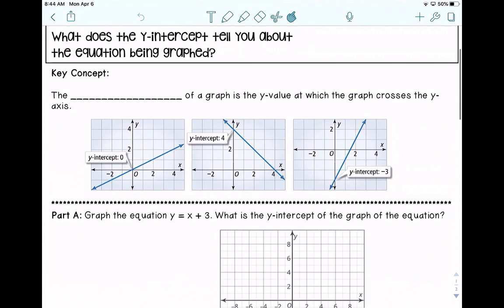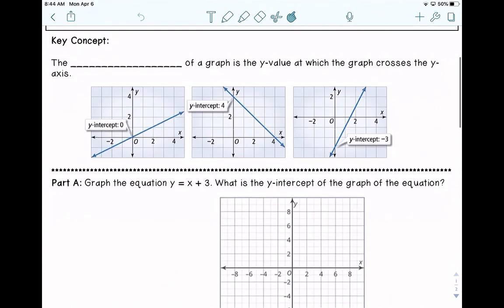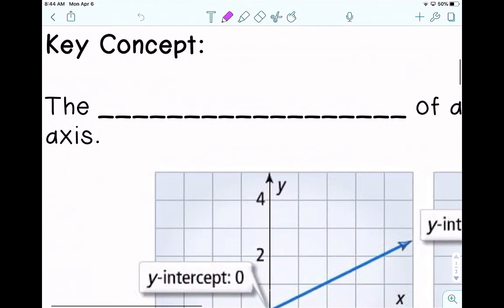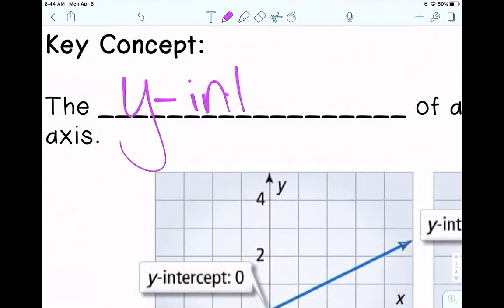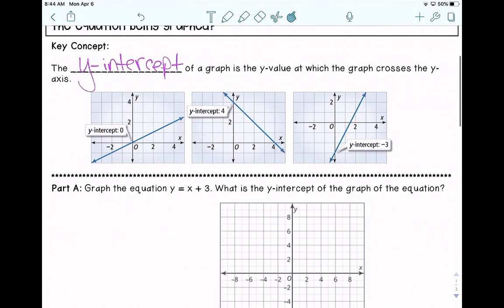All right, so the essential question says, what does the y-intercept tell you about the equation being graphed? We learned about slope last week, and today we are going to learn about the y-intercept. They are going to go together with what we are going to be learning on Wednesday. So the y-intercept of a graph is the value of y, so that's important to know. It's the y value at which the graph crosses the y-axis.